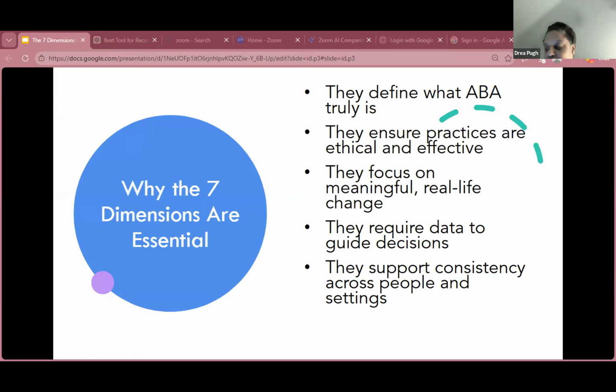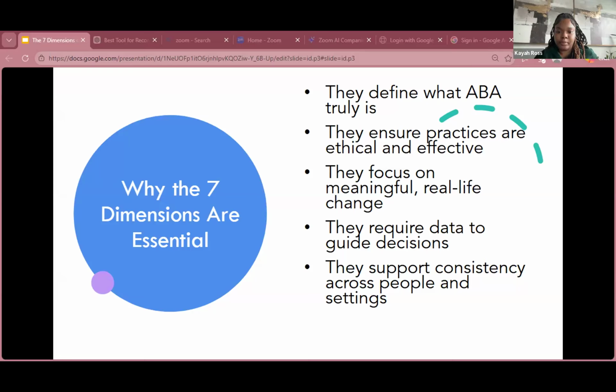So why are they essential? They define what ABA truly is. They ensure practices are ethical and effective. They focus on meaningful real life change. They require data to guide decisions. They support consistency across people and settings.